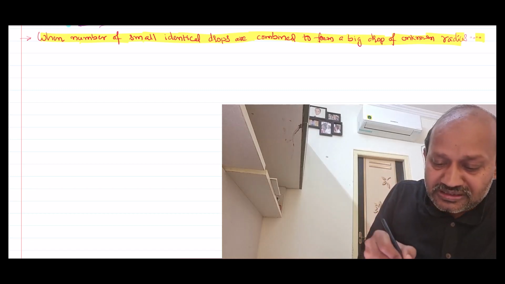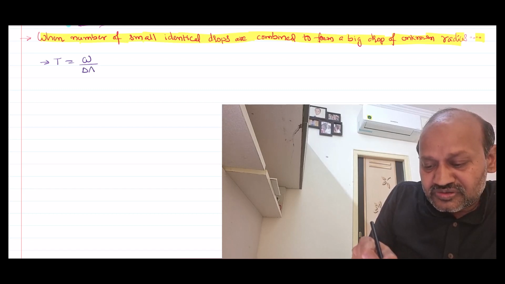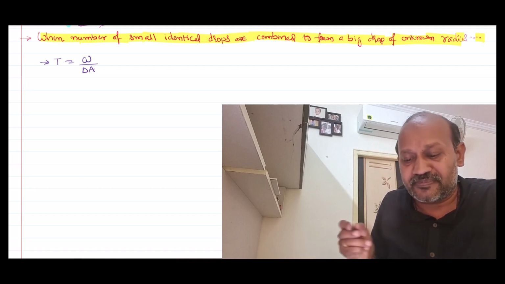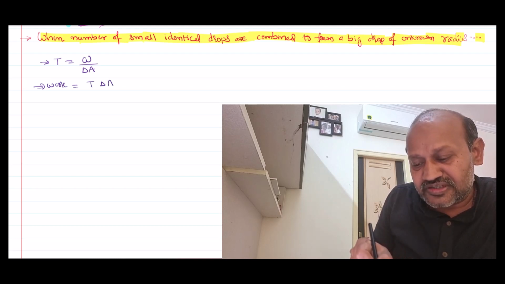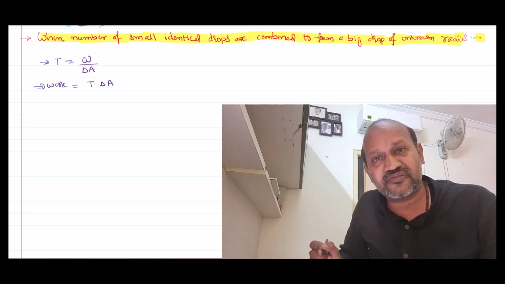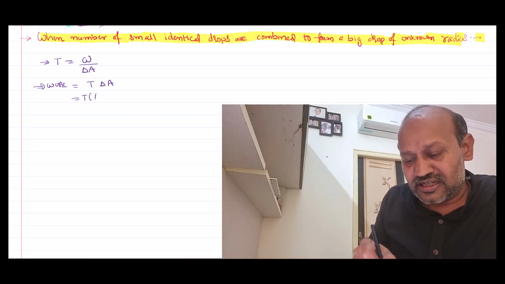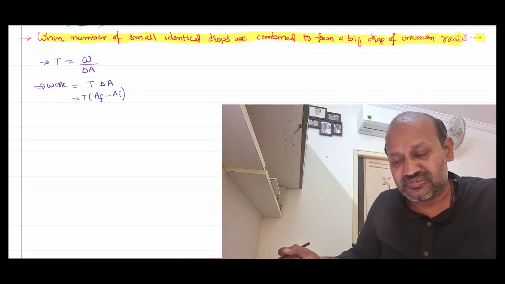If you remember back our definition, surface tension can be defined as work done in producing a unit change in the surface area of the liquid, delta A. That implies work done or energy supplied is surface tension into delta A. Here, surface tension is shown by the letter T for convenience. Delta A means area final minus area initial, or area big minus area small.